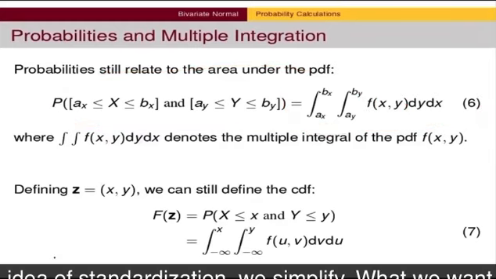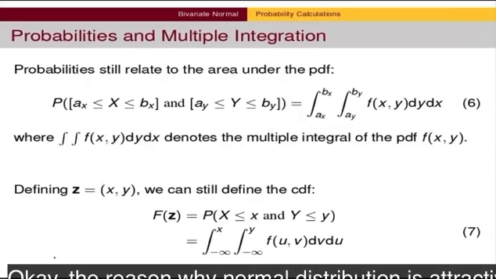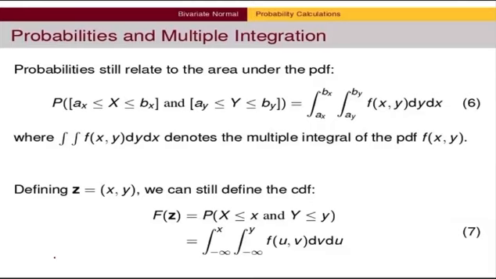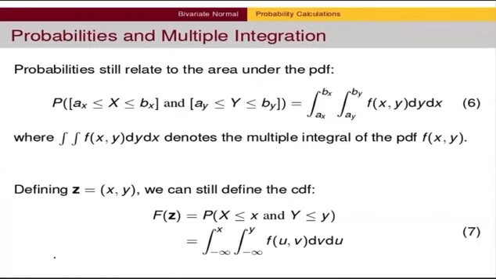The idea of standardization will simplify what we want to do here. We do not need to go through calculus. That was why I was telling you on Monday that the reason the normal distribution is attractive to everyone in the scientific community is the simplicity of probabilistic computation. Why? Because we're able to standardize. When we standardize, we can use a statistical table and everything becomes easy. Now I want you to pay attention.